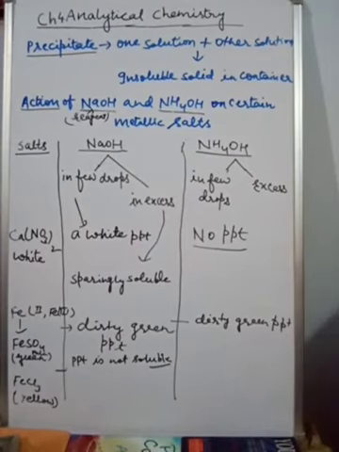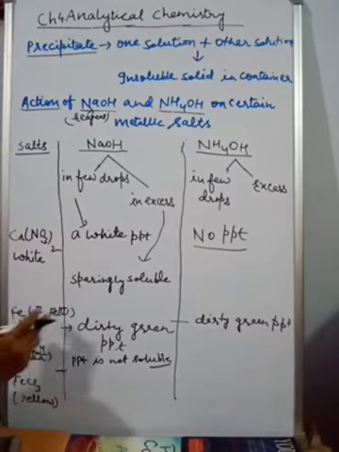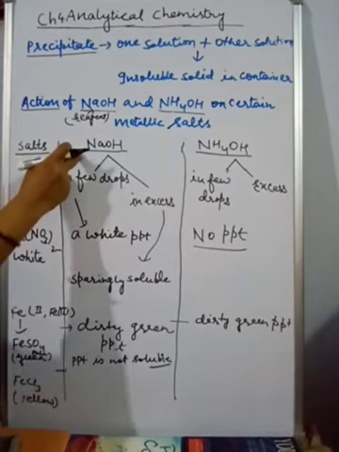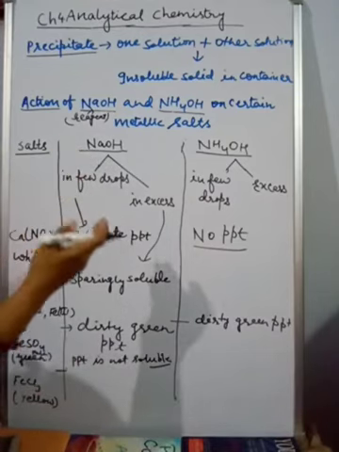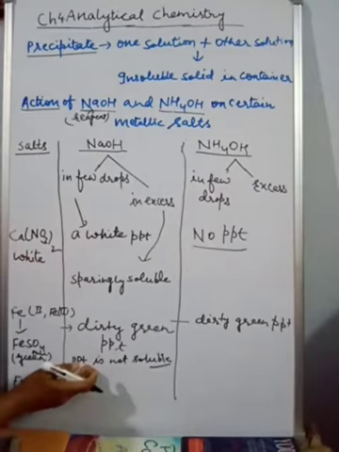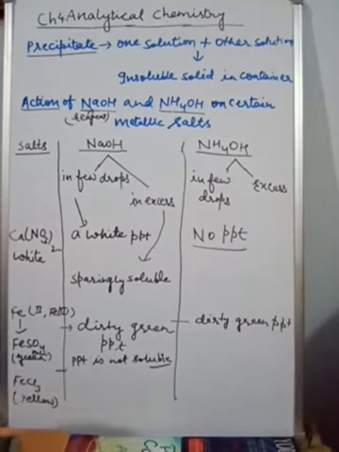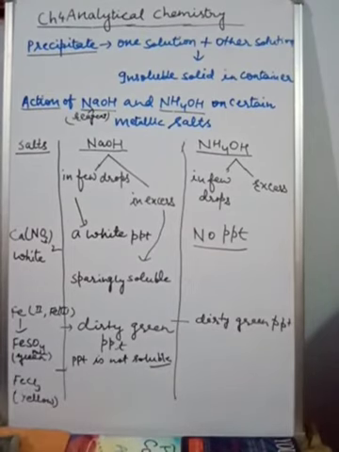Clear, children? So I think you must have understood. Iron 2 gives a dirty green PPT in case of a few drops of NaOH, and in excess also the precipitate is not going to get dissolved. At the same time, when you add NH4OH in a few drops, again you will get a dirty green PPT, and this dirty green PPT is also not soluble in excess quantity.